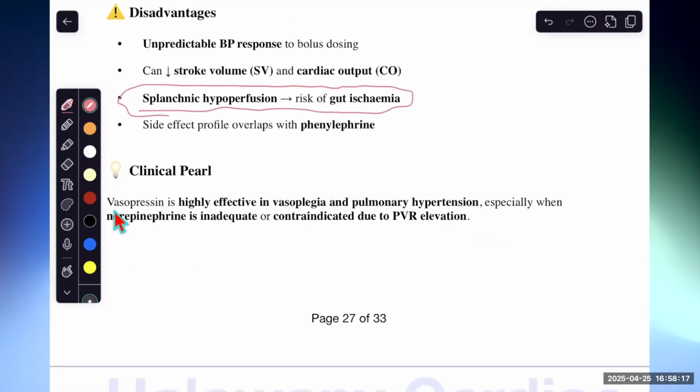What is the phrase to put in your pocket? Vasopressin is highly effective in pulmonary hypertension, especially when norepinephrine is not adequate and you cannot use it because PVR is high. Clear?